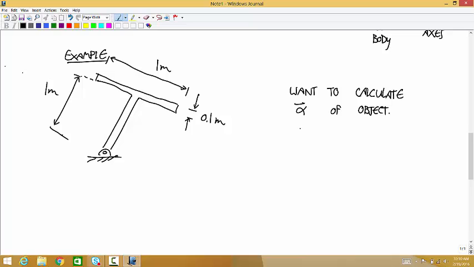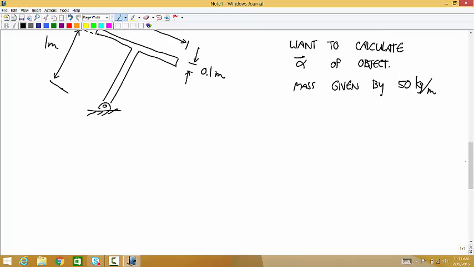And let's say the mass is given by 50 kilograms per meter. Okay. So it's like a density given in terms of the length. So how would we calculate that?